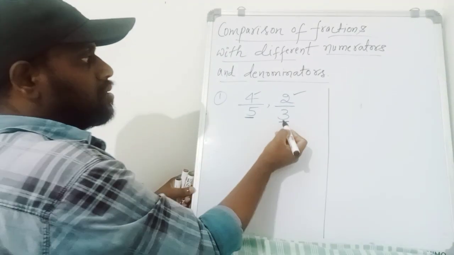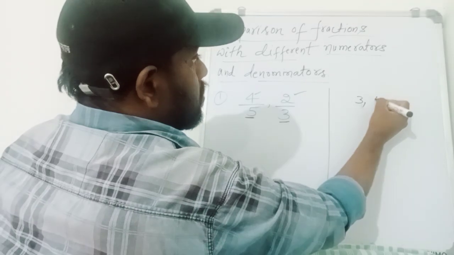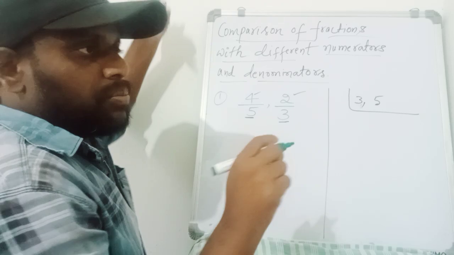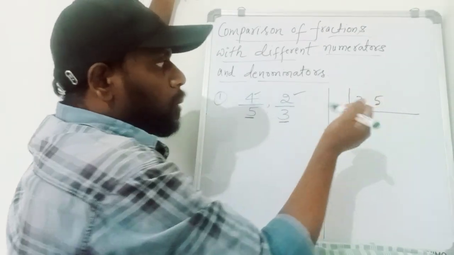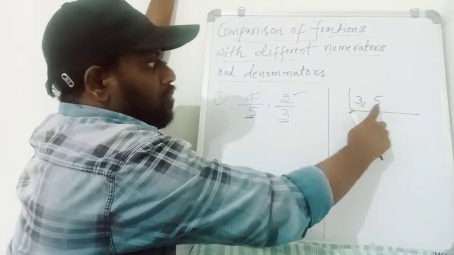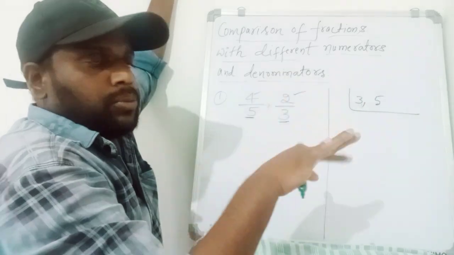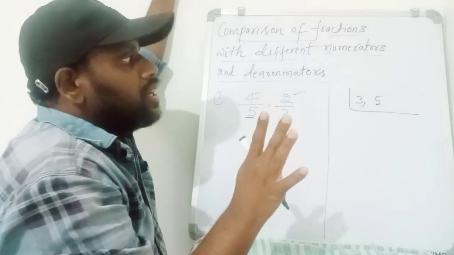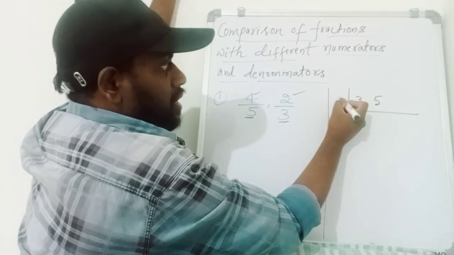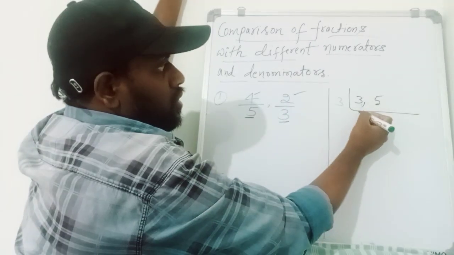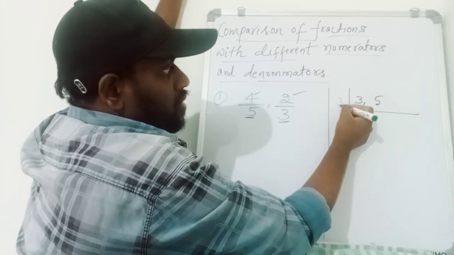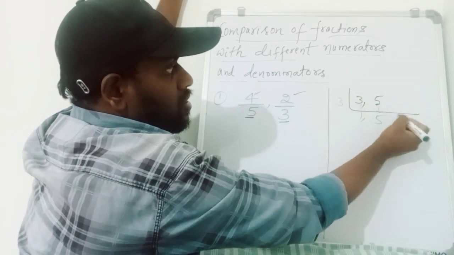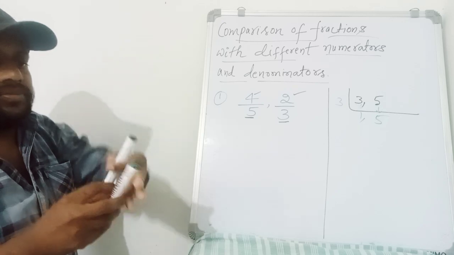So take the denominators 3 and 5. The first prime number is 2. Any one of these two should be divided completely by 2. But 3 cannot be divided by 2 completely, and 5 cannot be divided by 2 completely. So I will take the next prime number, 3. 3 ones are 3. This 5 can't be divided by 3 completely, so I will take it as it is, 5.